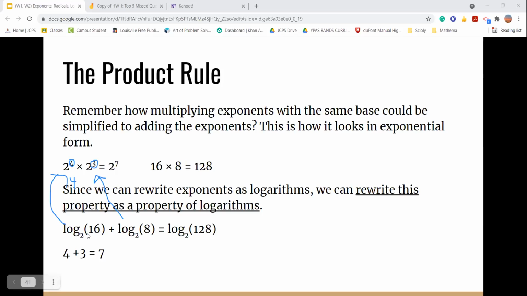So right now, 2 to the power of 4 is 16. 2 to the power of 3 equals 8. Here I have 2 to the power of 4 equals 16, and 2 to the power of 3 equals 8. So they're the same things, just rearranged. And that equals log base 2 of 128.